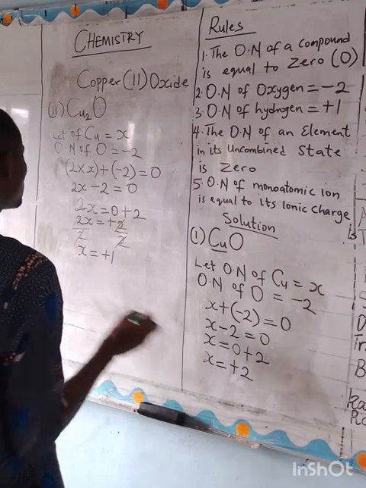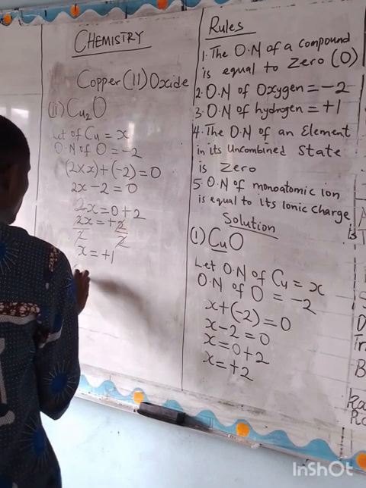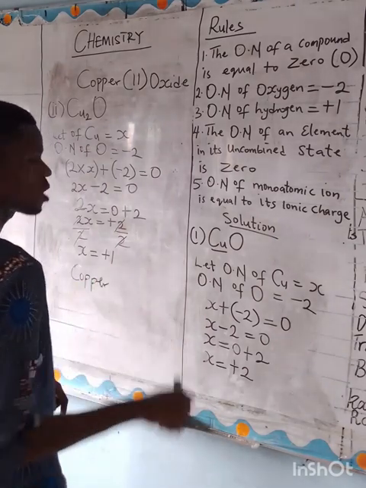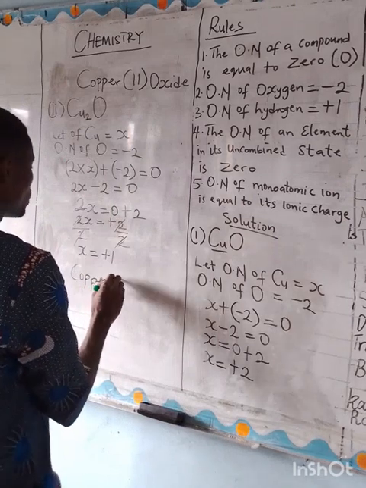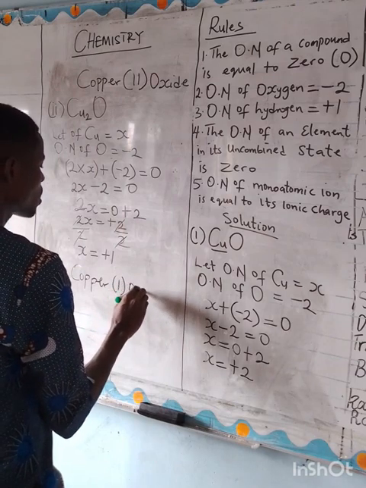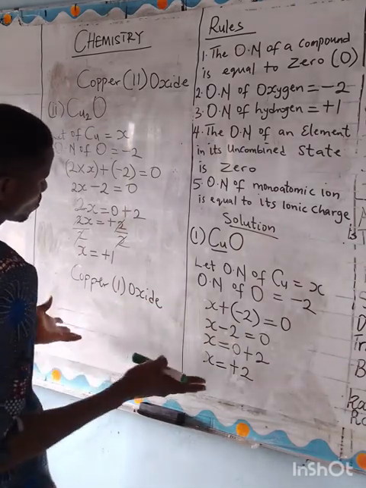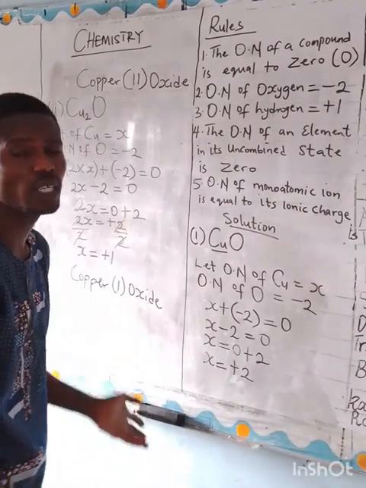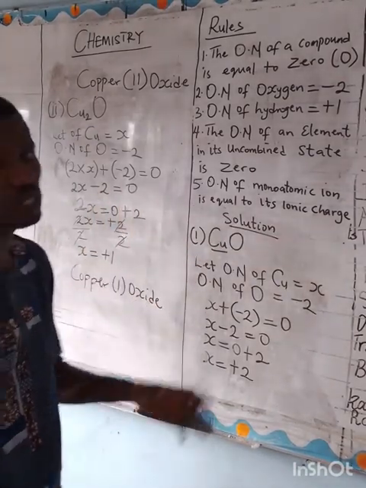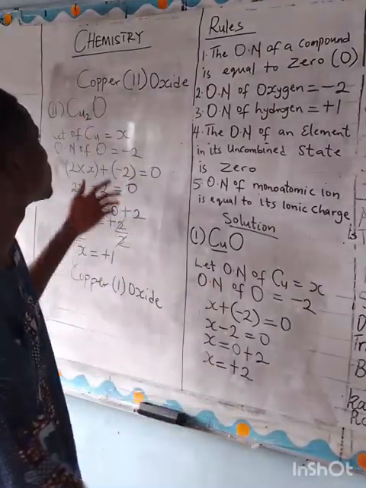Since we have got the oxidation state, the same thing you do. Write copper first. What's the oxidation state of copper in this compound? It is 1. Then oxygen as well. You understand? Yes. So I believe with this now you understand how to solve for the oxidation number of elements in a compound and also how to name them.